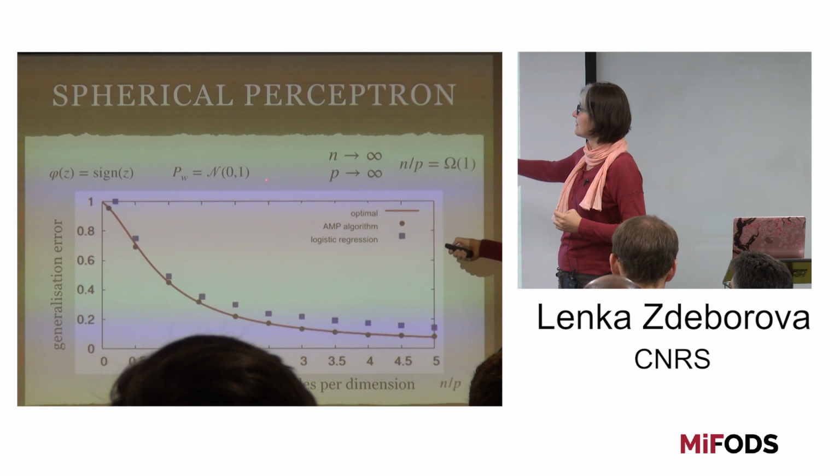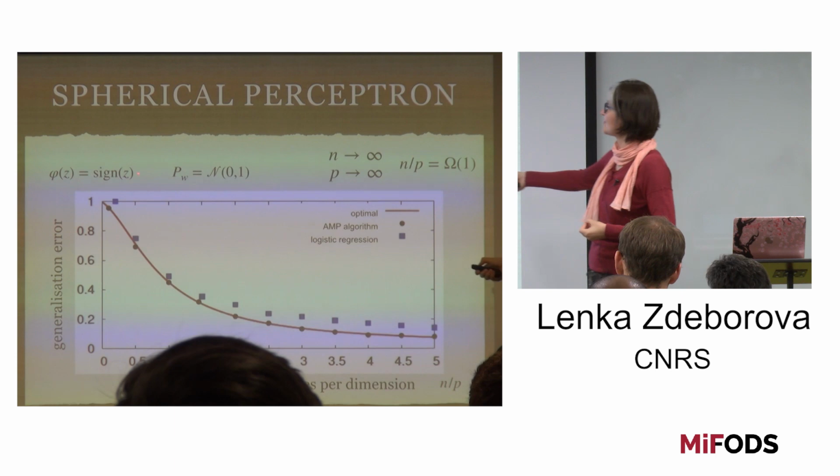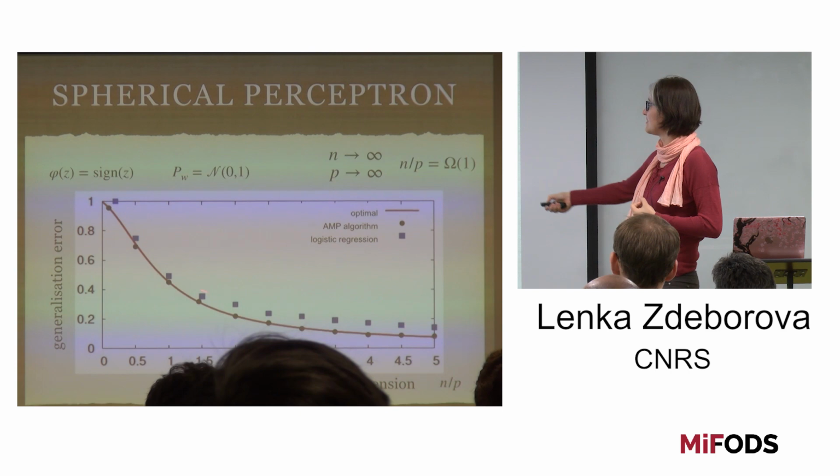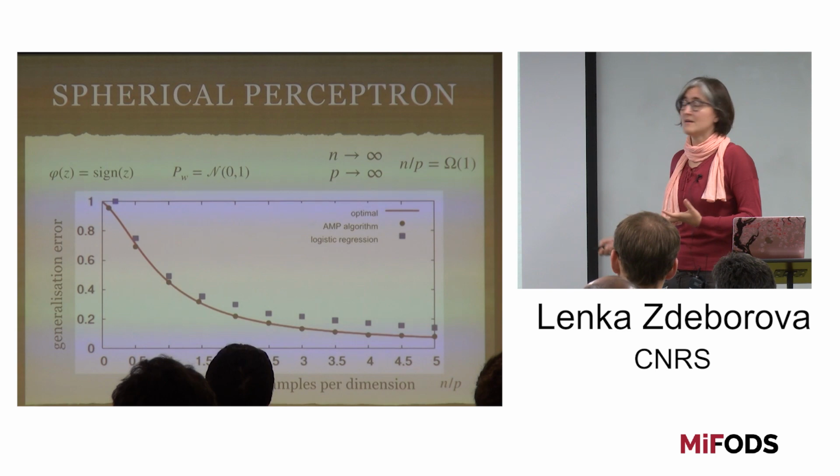So maybe the first thing that people would try back then, because the sine came from some biological motivation, you know, ReLU was not a thing back then. The red curve is the information theoretically optimal achievable generalization error. You cannot go below because you simply don't have enough samples. And the sine is losing a lot, right?